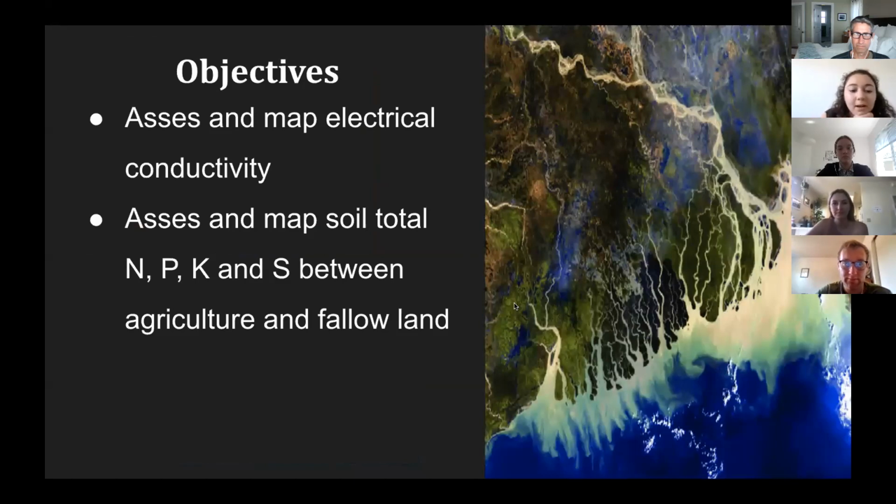So the objectives of this article were to assess and map the electrical conductivity as a measure of the soil salinity, and also to assess and map the soil total nitrogen, phosphorus, potassium, and sulfur variability. This was done between both agricultural and fallow land, so land that was not cultivated for 5 years. And this was all done along a 90-kilometer distance gradient from the coast to inland in the coastal region of Bangladesh.